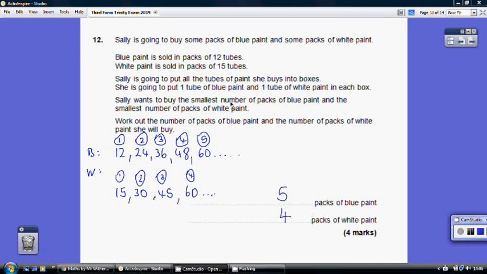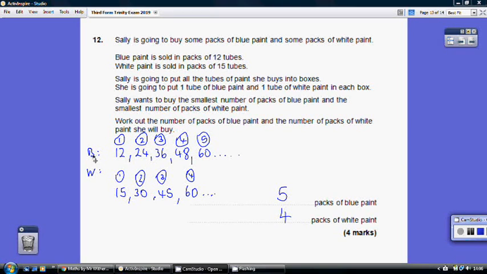So question 12, this is quite straightforward. I think the most painful bit here is all the amount of information you've got to read through. But basically we're buying packs of blue paint, and there's 12 in a pack, and white paint, there's 15 in a pack, and we want to get exactly the same number of tubes. So this is a lowest common multiple problem.